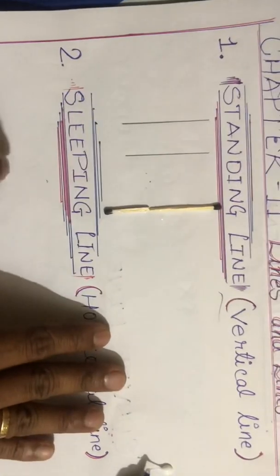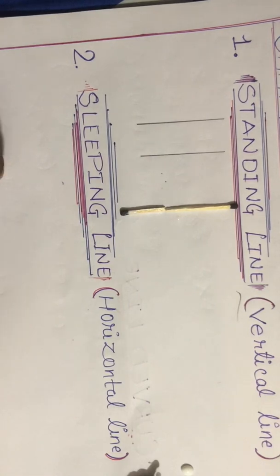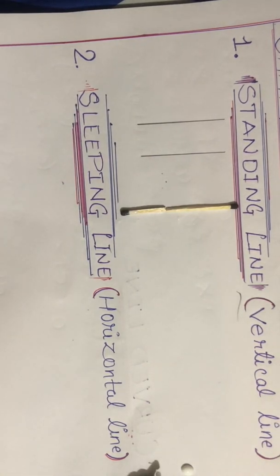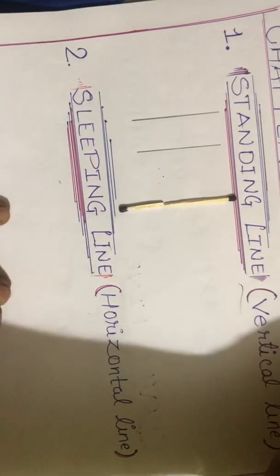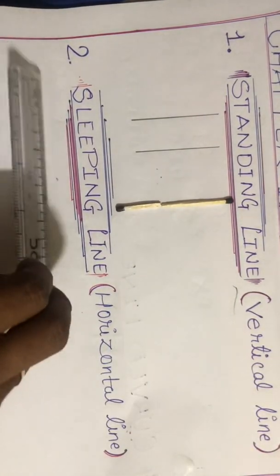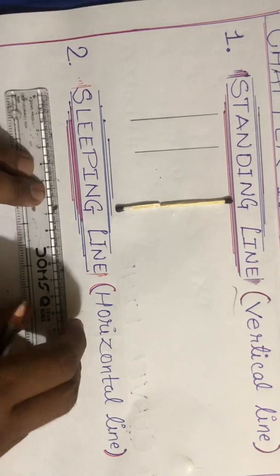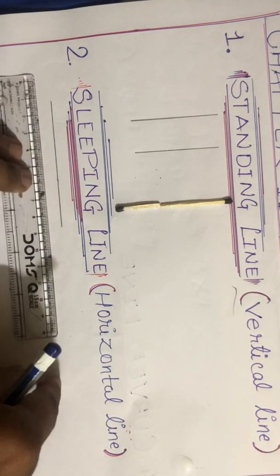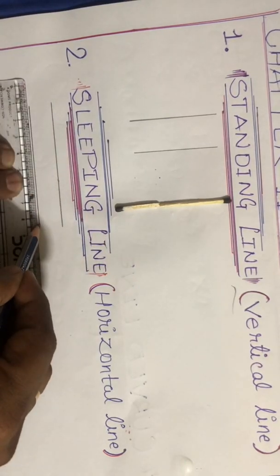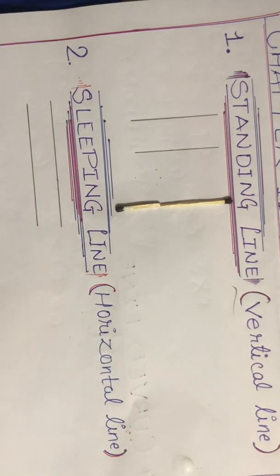Now the second type of line is sleeping line, or we call it horizontal. So now I'll show you. Firstly, I will draw it with the help of the scale. Sleeping, आपने देखा हो सोते कैसे हो आप लोग, right? That is the same, this is called sleeping line. One more line I will draw. See, right? So these two are the sleeping lines, or we call them horizontal lines.